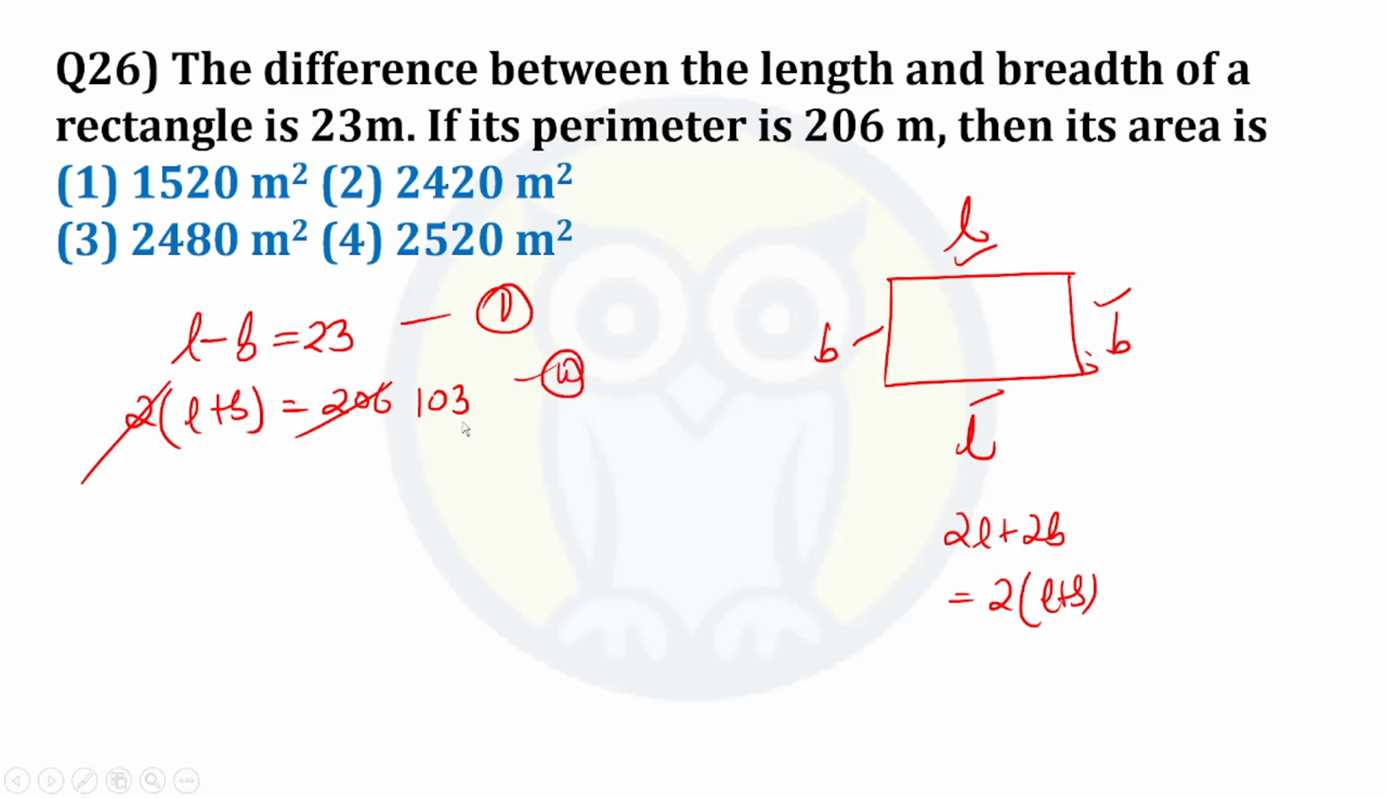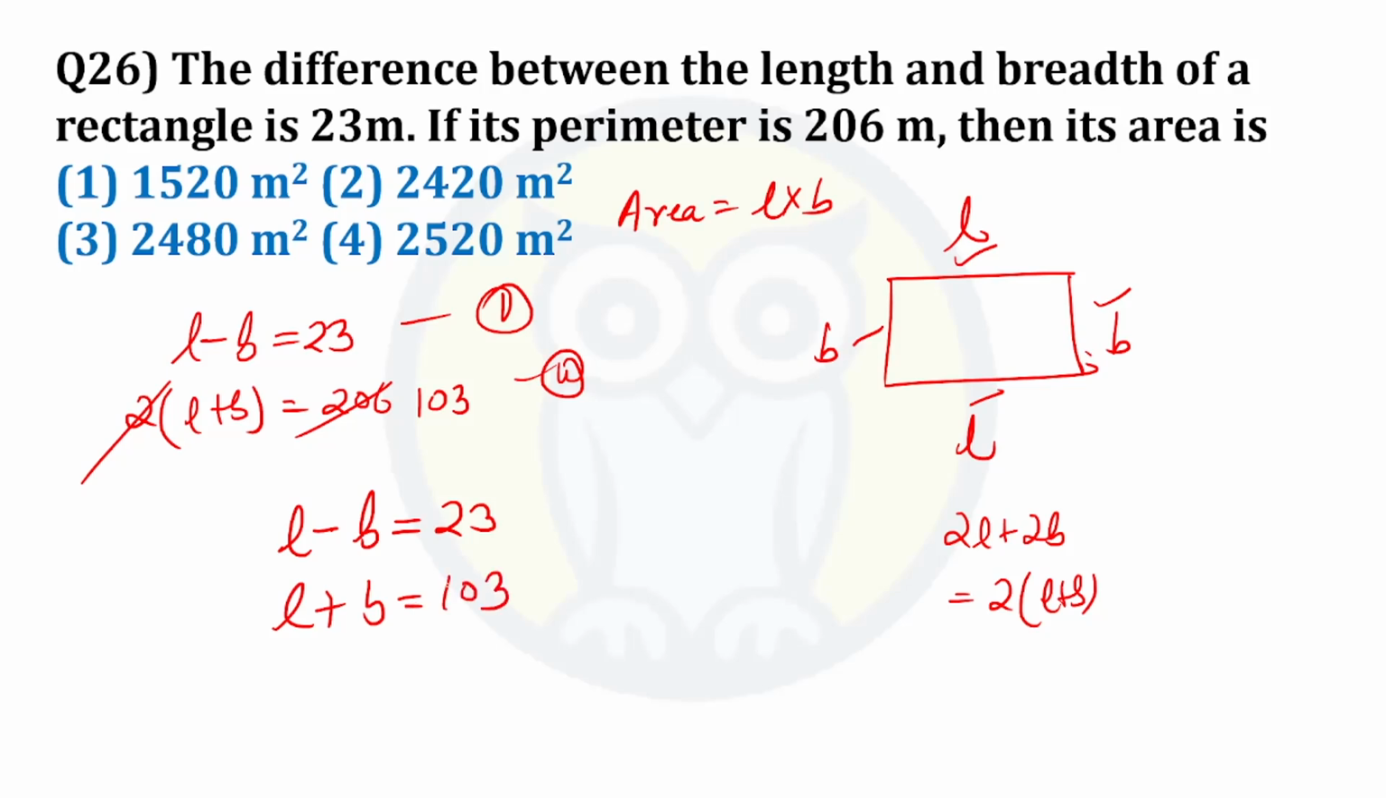From this we can find the length and breadth, and then the area of the rectangle, because area is equal to length into breadth. We have neither the length nor the breadth yet. In order to get the values of length and breadth, we solve the two equations. L minus B equals 23 and L plus B equals 103. Simply add them: minus B and plus B is 0, and L and L is 2L.